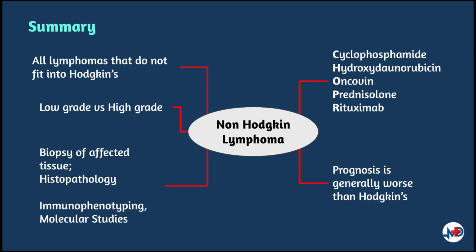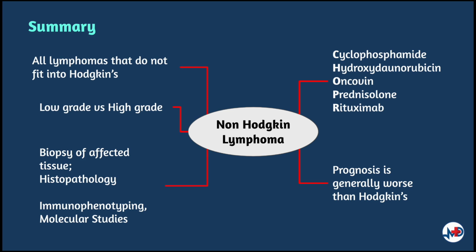So let's summarize. Non-Hodgkin's lymphomas comprise all lymphoid malignancies that do not fit into Hodgkin's lymphoma that have characteristic Reed-Sternberg cells. Non-Hodgkin's lymphomas are classified according to clinical behavior and cell types such as B cells, T cells, and NK cells. Low-grade lymphomas originate from mature cells with a slow growth rate and have an indolent clinical course. High-grade lymphomas grow rapidly and are aggressive in nature.